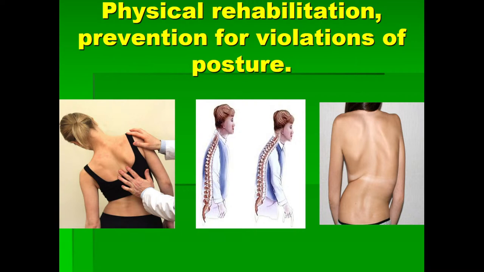Okay, next health problem which dentists can have, an occupational disease: violation of posture. In this picture you can see some variants of this problem. It can be hyperlordosis, a more than normal curve of the spine; hyperkyphosis, a more than normal curve of kyphosis; or flat spine, a spine without physiological kyphosis and lordosis; or scoliosis.